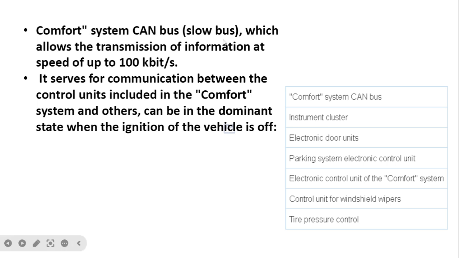So the comfort system CAN bus is a slow bus. It is called slow because the speed is 100 kilobytes per second, which allows the transmission of information at a speed of up to 100 kilobytes per second, meaning less speed, right? So what is included in that comfort system CAN bus? Instrument cluster, electronic door unit, parking system, electronic control units for the comfort system, and tire pressure control, right?